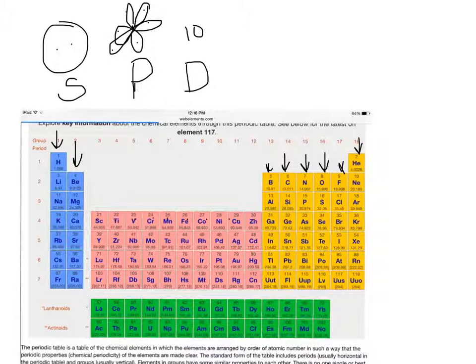Now, there's not just one S. There are 7 S's. And we know where we are because of these numbers going down. 1, 2, 3, 4, 5, 6, 7. These are called energy levels.